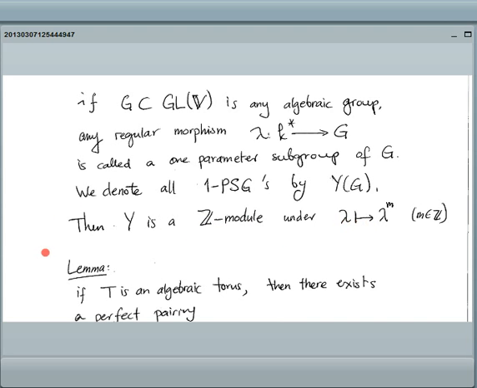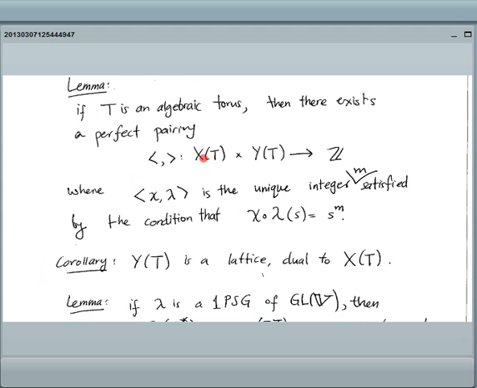That's it. The reason I want to tell you this is because these one parameter subgroups are in some sense dual objects to the characters. What do I mean by this? If you take the character group and the one parameter subgroups, there's a non-degenerate pairing between them. So if chi is a character and lambda is a one parameter subgroup, when you compose them, remember lambda goes from K star to G, and then chi goes from G to K star. So their composition is a map from K star to K star.